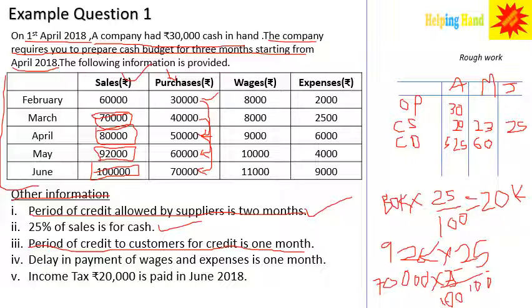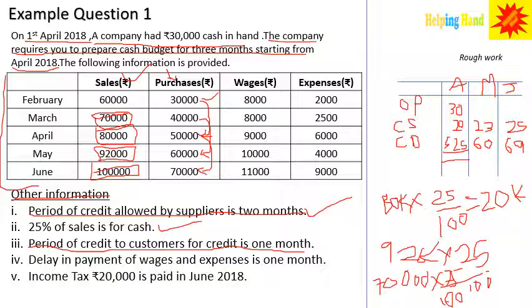Same thing for the month of June. 23,000 out of 92,000 has been paid in the month of May. So the left out, that is 69,000, you have to minus. So 92,000 minus 23,000 is 69,000. So this shall be paid in the month of June. What we do next is we total the April column receipts. So 20,000 plus 52,500. We add these two, add 30,000 and arrive at the total receipts.